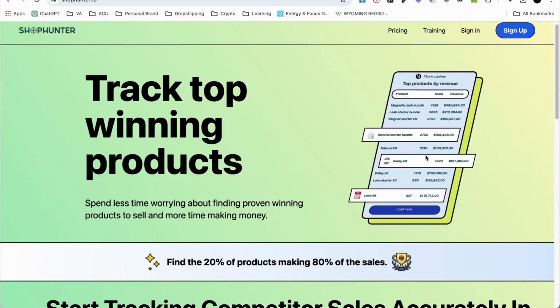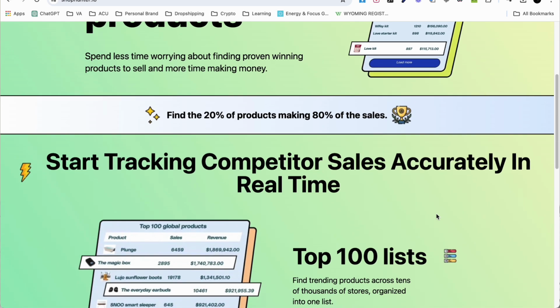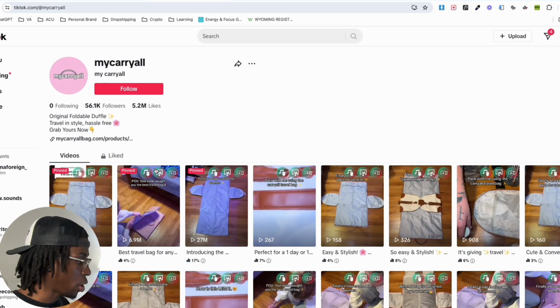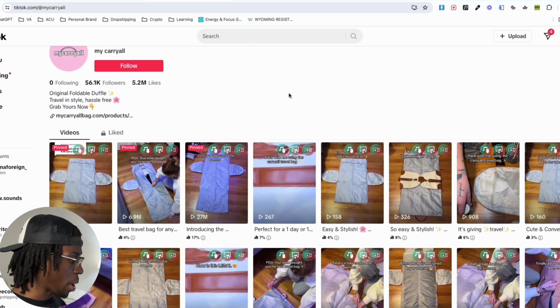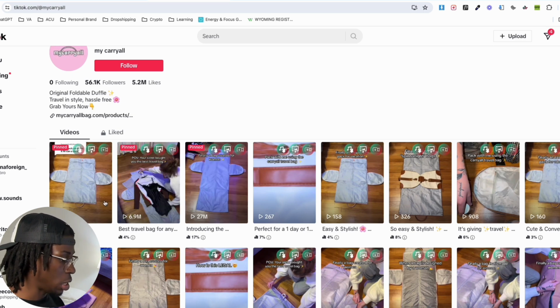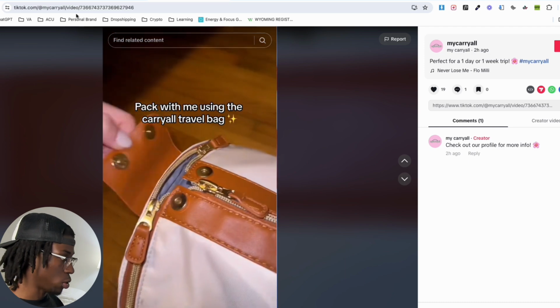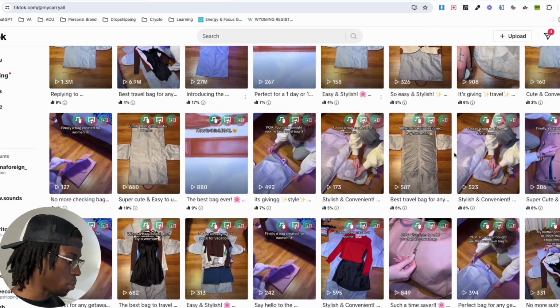To identify if they're making sales, you're going to want to use a tool called Shop Hunter. Shop Hunter makes it super easy for you to find out exactly how many sales a store is making, as well as the velocity of those sales. We're going to go into that shortly. So for example, we're looking at this brand here called My Carry All, which is honestly just an original foldable duffel bag that seems to have had a lot of viral videos, one with 27 million, 7 million, and then 1.3 million. And I can see here that they're still posting. This was 2 hours ago, right? So clearly they're seeing that it works. They're trying to make more money off of it.